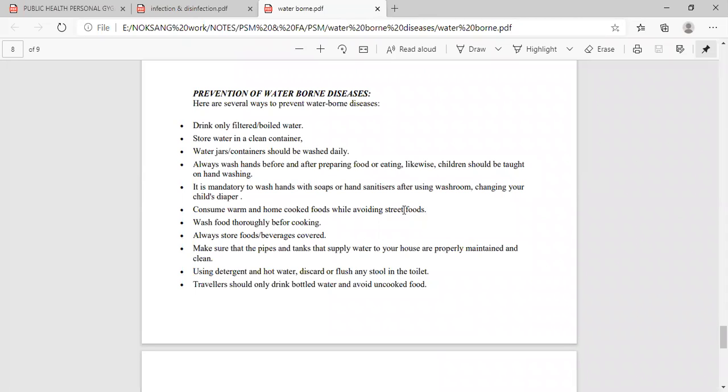So try to avoid street foods as much as possible. And then you should always consume homemade food because these are healthy and clean. And also you should wash your hands thoroughly before cooking. Before cooking the meal, you should always wash your hands properly.